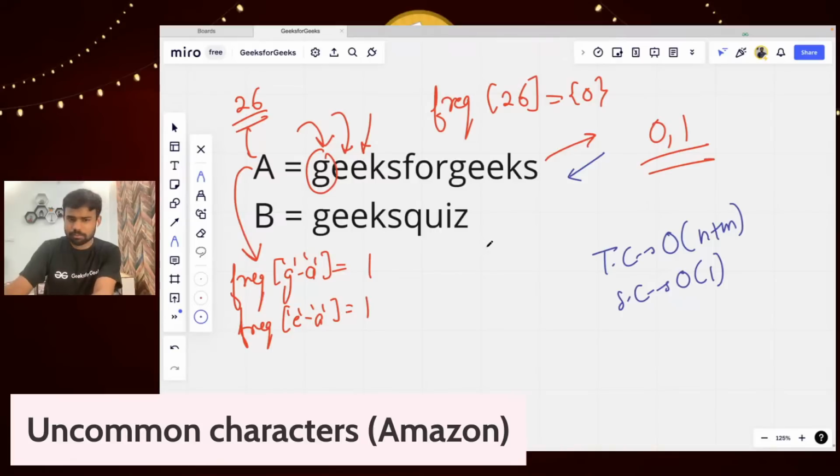Now what we can do here is find the frequency of each element. Similarly, now here we have the string B. Okay, let me write it.